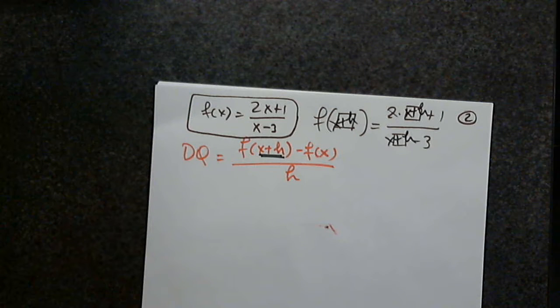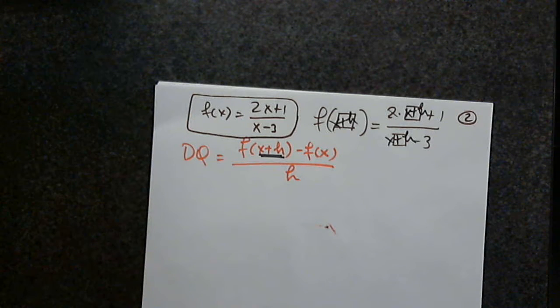Because that's what the function is telling me. The function says 2 times the variable plus 1, over the variable minus 3. This is the variable now. Better? So how will I determine f of 3? F of 3 will be 2 times 3 plus 1 over 3 minus 3, correct? How do I do f of 0? F of 0 would be 2 times 0 plus 1 over 0 minus 3.